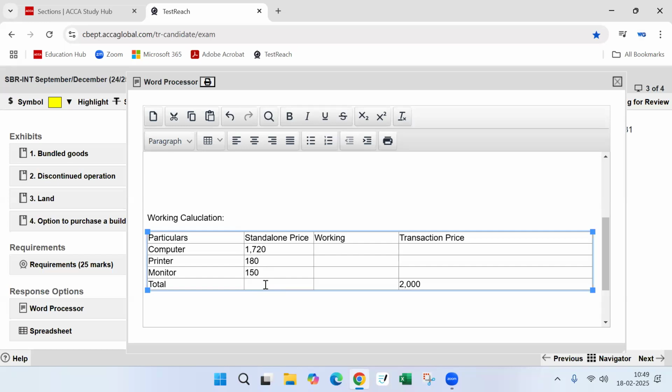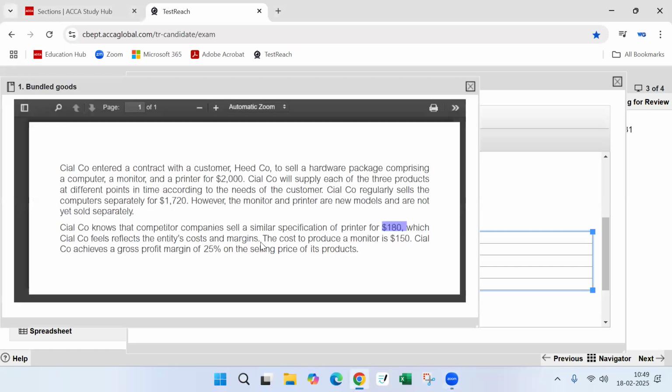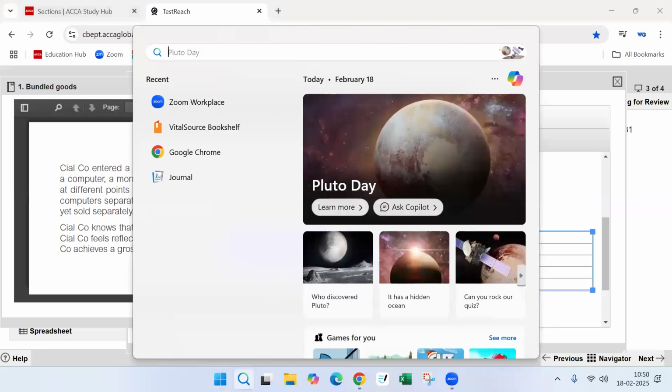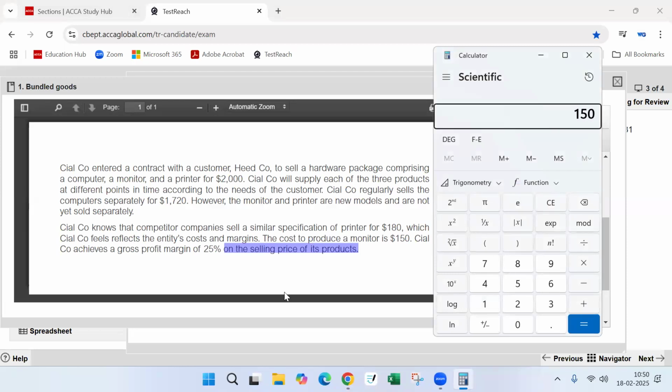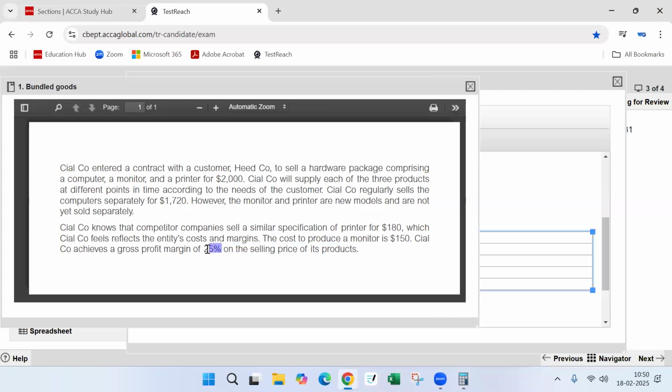How much is that? 7,720 plus 180 plus 200, right? Okay, wait. Sorry. It's 150. Okay, this is the cost of production. This is not the selling price. The sale achieves a gross profit margin of 25%. My mistake. So if 150 is the cost, we achieve a margin of how much?